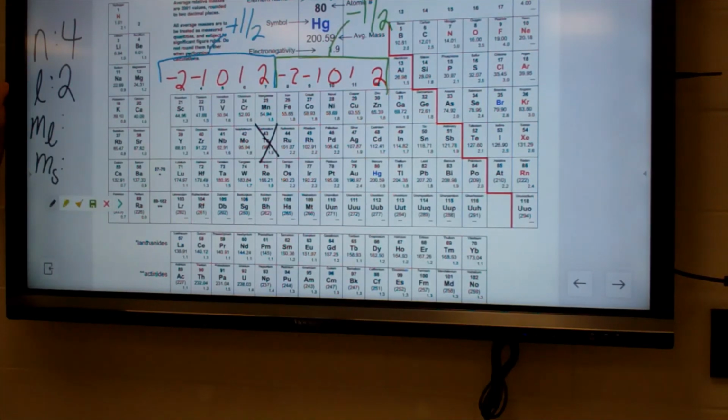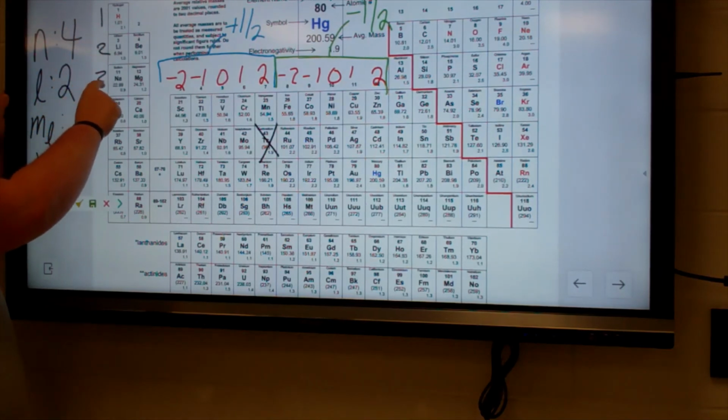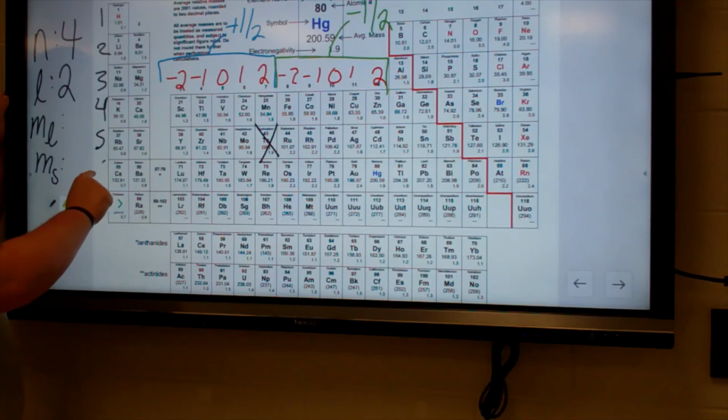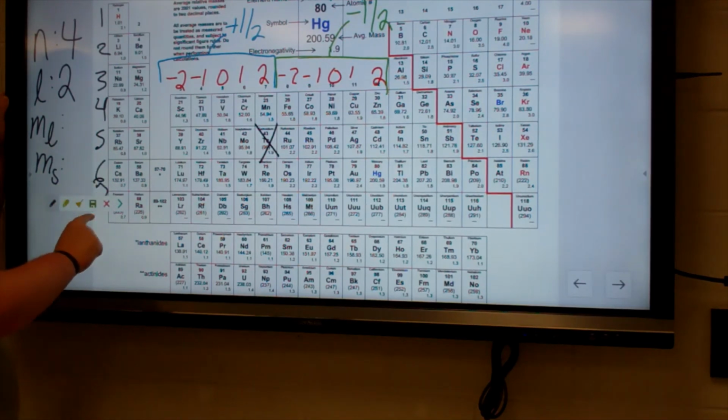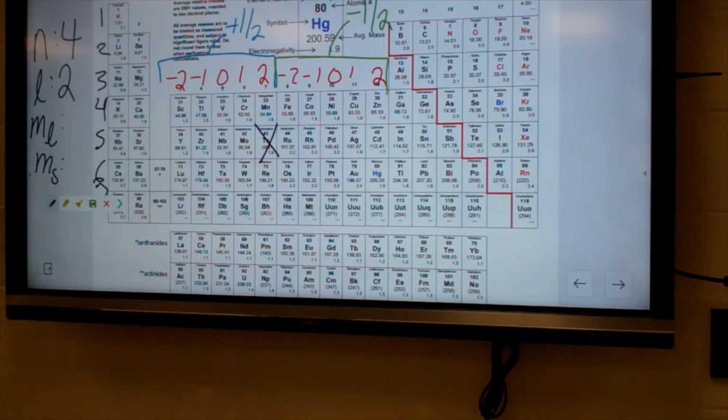Okay, what's the row that you're talking about? First row, second row, third row, fourth row, fifth row, sixth row, and seventh row. It's the rows of the periodic table.